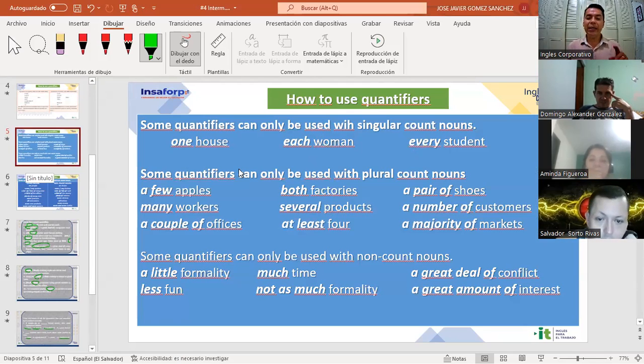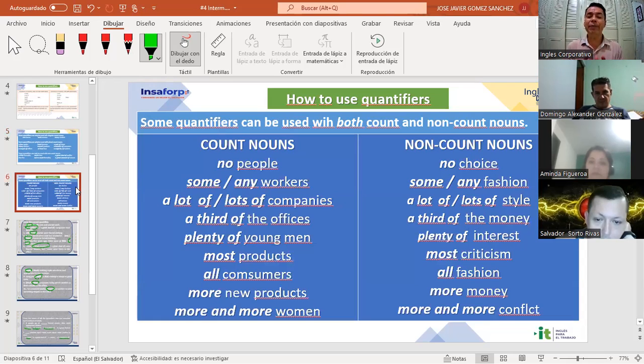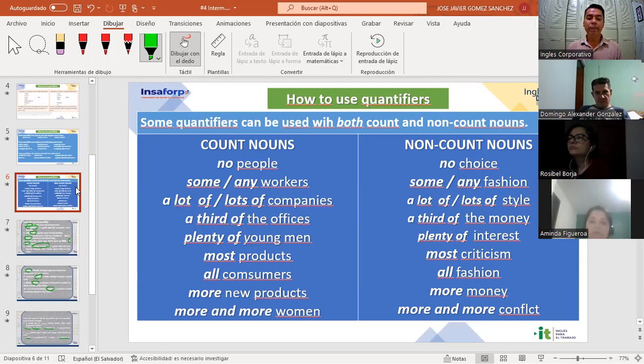A few, many, a couple of, both, several, at least, a pair of, a number of, a majority of. This is for plural countable. A little, less, much, not as much, a great deal of. Este es como un gran pedazo, una gran porción de. A great amount of. These are exclusive for non-count nouns. And here we have the ones that can be used for both, countable and not countable: no, some, any, a lot of, lots of, plenty of, most, all, more, more and more. Just have to memorize what is the most appropriate.